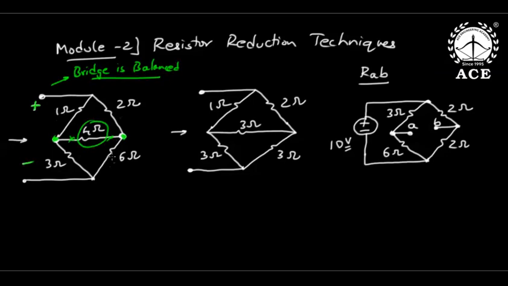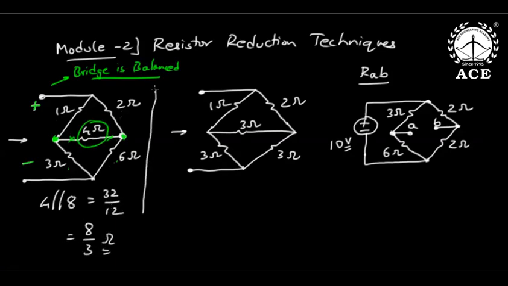That is why 1 into 6 equal to 2 into 3 is called bridge balanced. Then you can neglect 4. Once you neglect 4, what will be the answer? Because current is not flowing, I will treat it like an open circuit. Once you remove this, 3 plus 1, 4 is in parallel to 8. So it is nothing but 32 by 12, that is 8 by 3 ohms. That is the first answer.